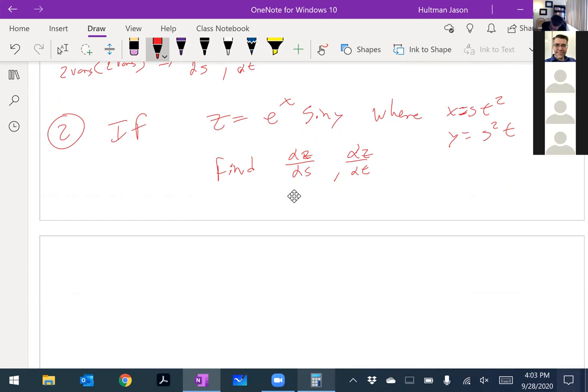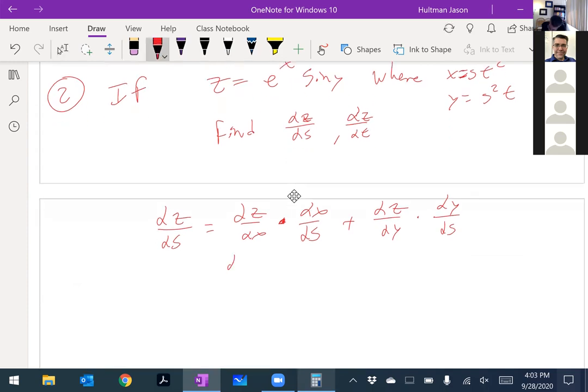So we're going to say the partial of z with respect to s is going to be the partial of z with respect to x times the partial of x with respect to s, plus the partial of z with respect to y times the partial of y with respect to s. So let's figure all this out. What's the partial of z with respect to x?